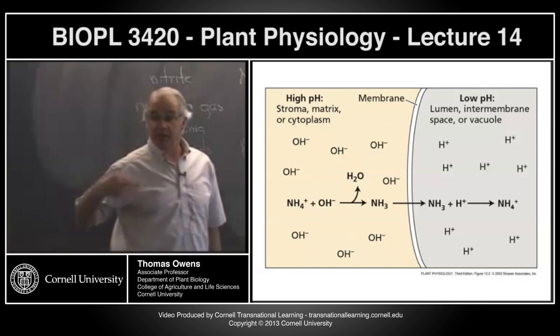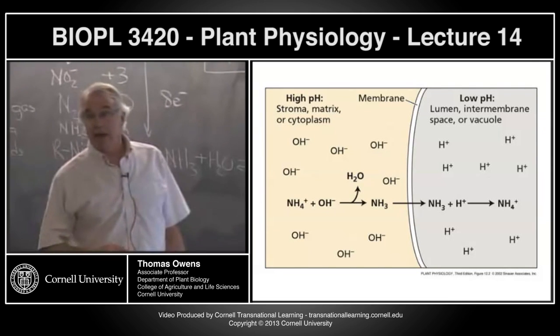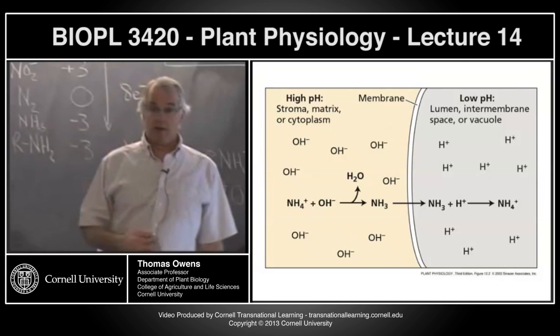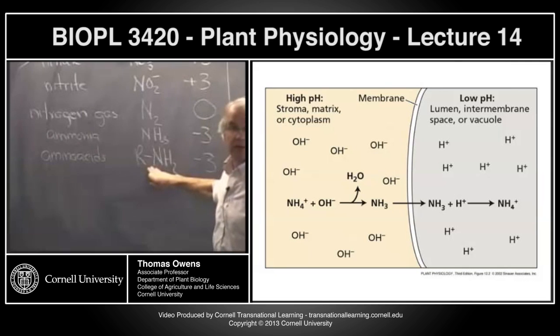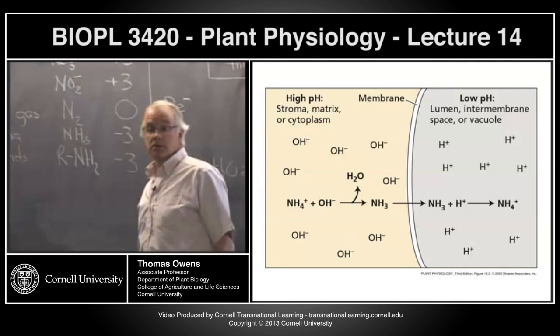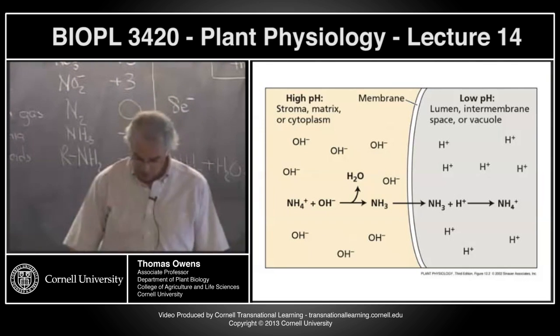So one of the things that cells have to do is very carefully regulate how much ammonia they produce. As soon as they produce ammonia, they've got to incorporate it into amino acids, into organic compounds. Otherwise, it can accumulate to toxic levels.